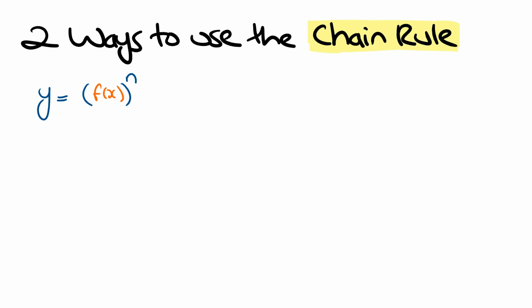So n can be a half, or a third, or a quarter, or a fifth, or 6 on 5, any fraction. Or it can be a negative number. It can be -1, -2, -5, -7, etc. So what you want to look for is a function that's raised to a power, and the power is not 1, and it can be a fraction, or it can be a negative number. And so that would be a clue for you to use the chain rule.